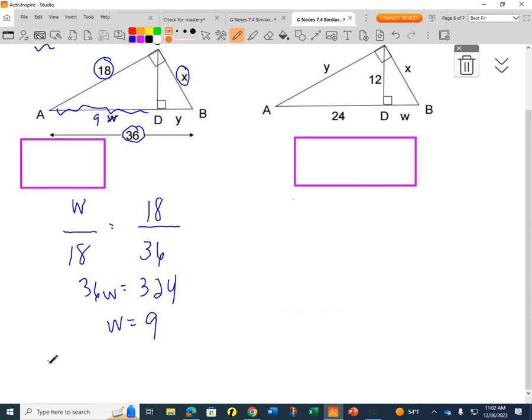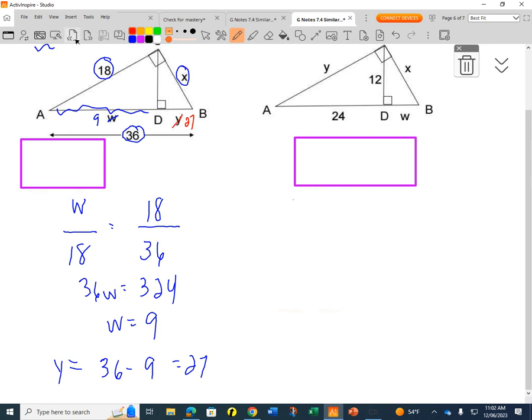Well, now, can anybody tell me how to find y? Now that I know what w is, I know what the whole length is. How can I find what y is? What do you think, Kamara? Yep, 36, the whole length minus that one. So y is 36 minus 9, or 27. So we found w, we found y, it's 27. Now we've got to find x.